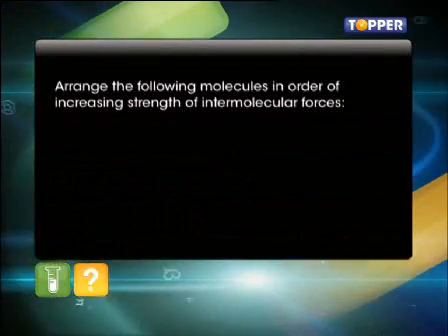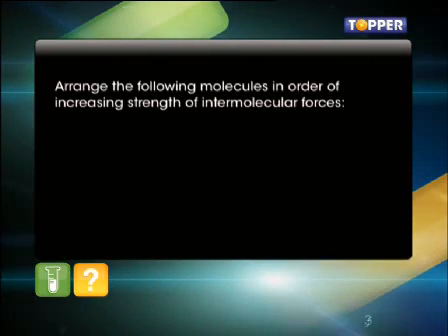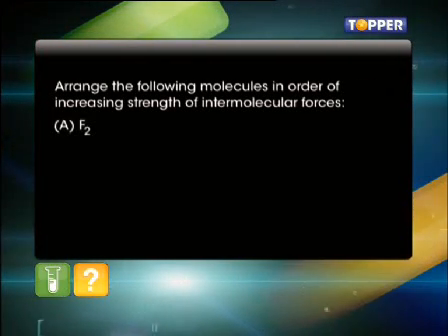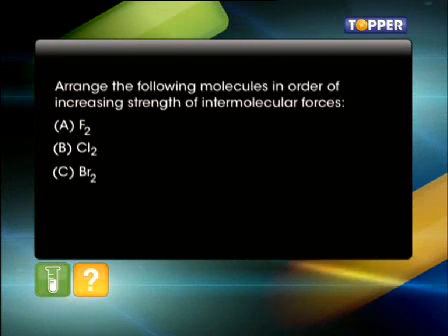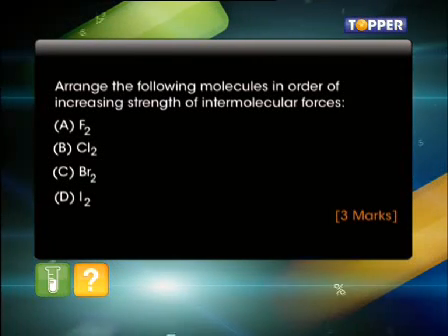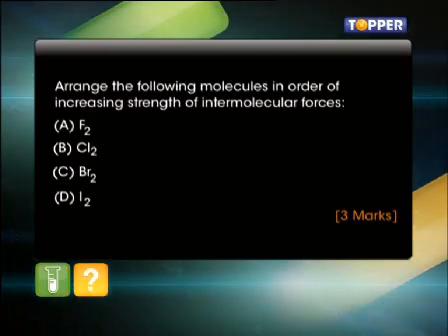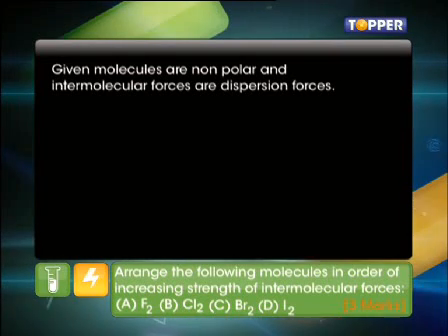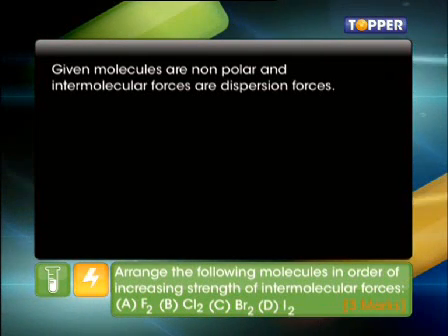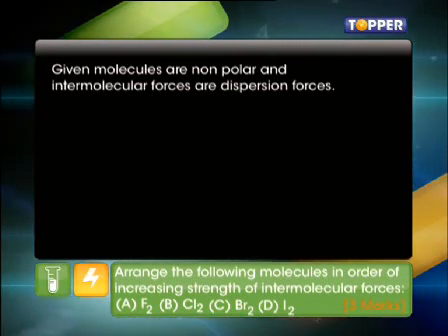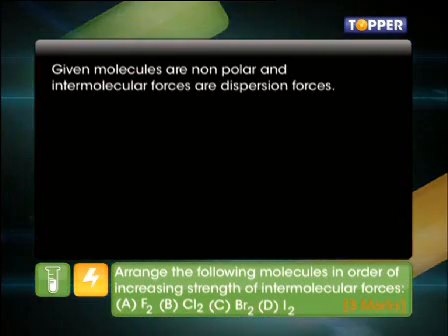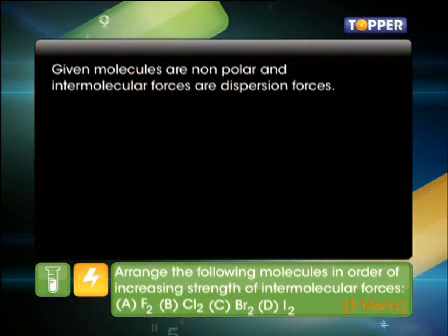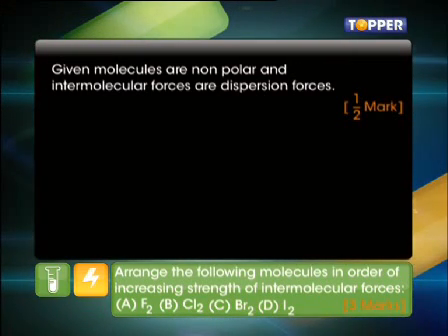Here is a good sample of a 3-mark question that examiners frequently ask. Arrange the following molecules in order of increasing strength of intermolecular forces. A, F2, B, Cl2, C, Br2, D, I2. Let's find the ideal answer. The first step is to identify what kind of forces are present in the given molecules. Since all the given molecules are nonpolar, therefore the intermolecular forces present in them are dispersion forces. This identification will fetch you half a mark.